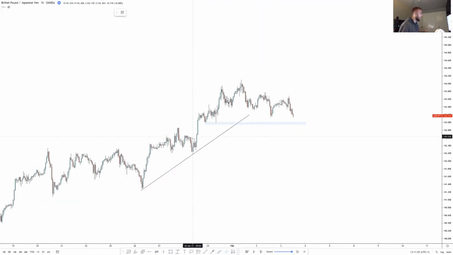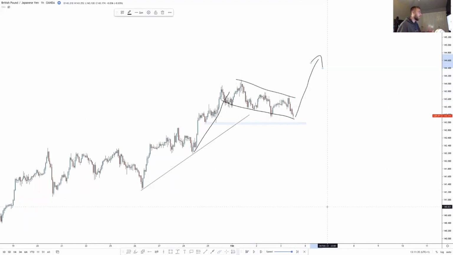So we can see clearly that we have an impulse to the upside. We then clearly have a correction to the downside. So naturally, we'll be looking for that next impulse to the upside. Okay, that's typically how we look at the market.